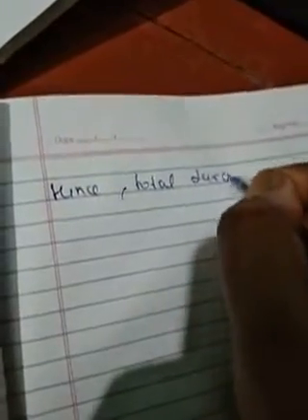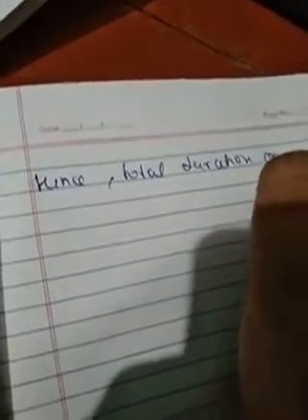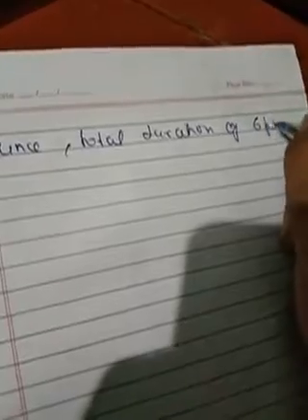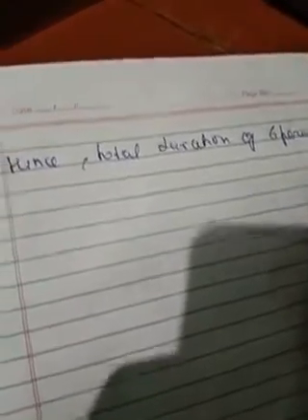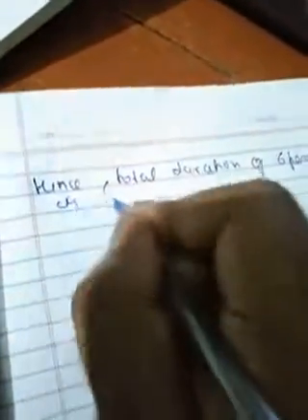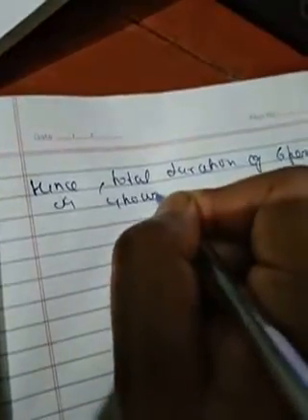Hence total duration of 6 periods is 4 hours. Now this is the answer.